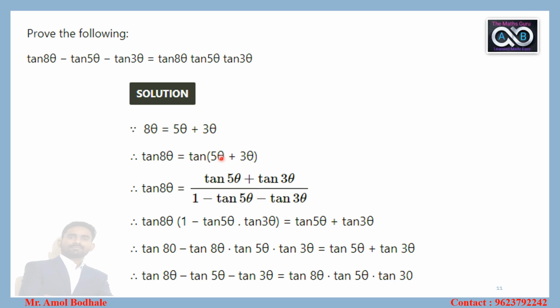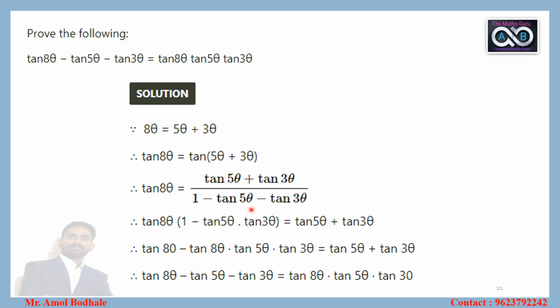So now we can write this as tan a, that is tan 5 theta plus tan 3 theta upon 1 minus tan 5 theta into, remember here it is into. Now we can take the cross product. What is the cross product? Here the denominator is 1, that means tan 8 theta will be multiplied here, or I can say simply we'll take this term on this side. What do I get? Tan 8 theta into 1 minus tan 5 theta into tan 3 theta.